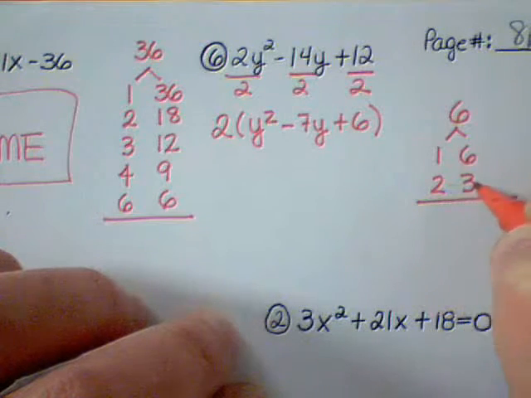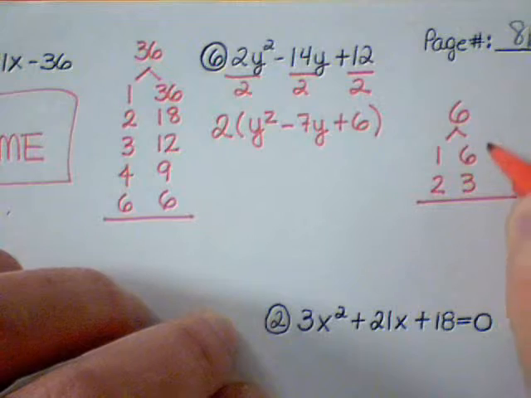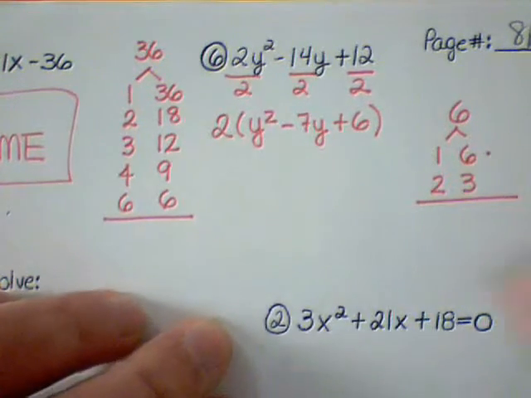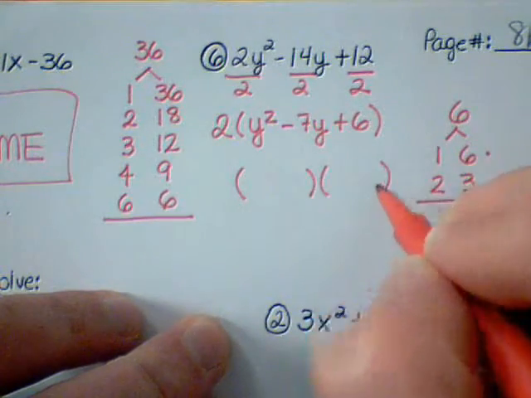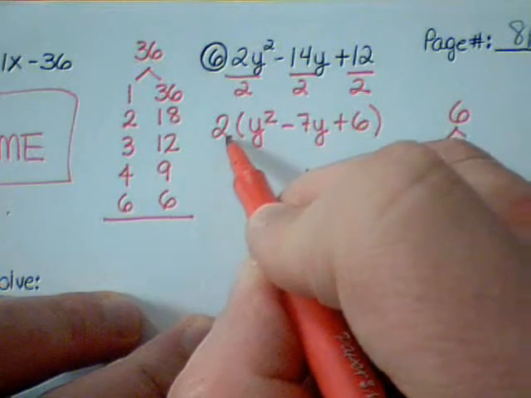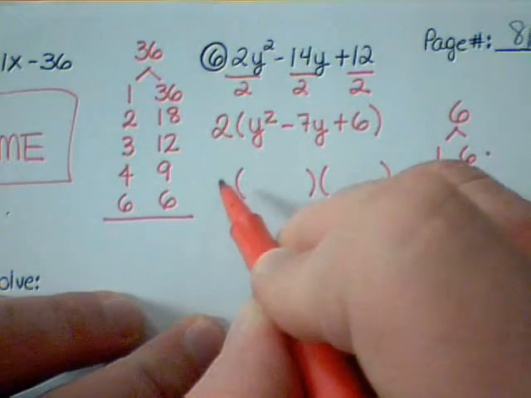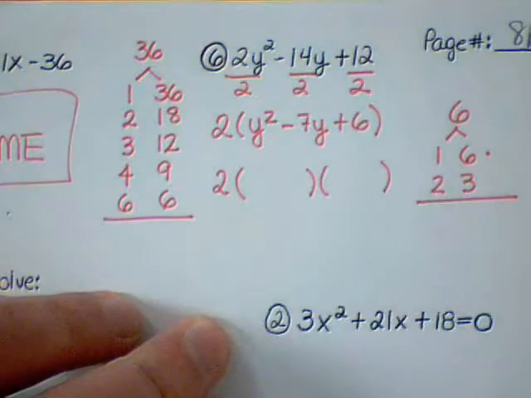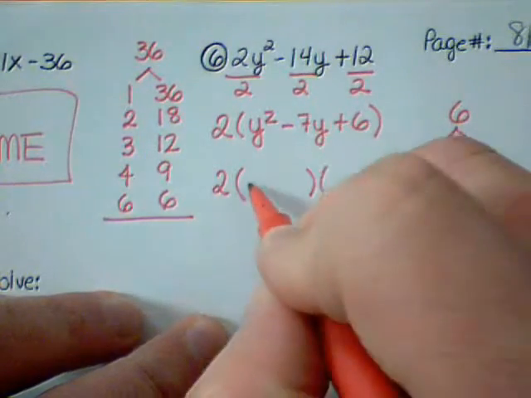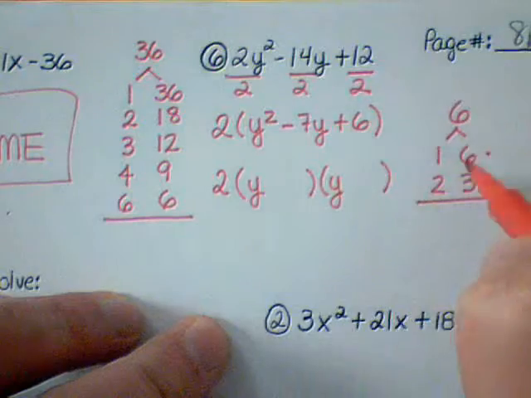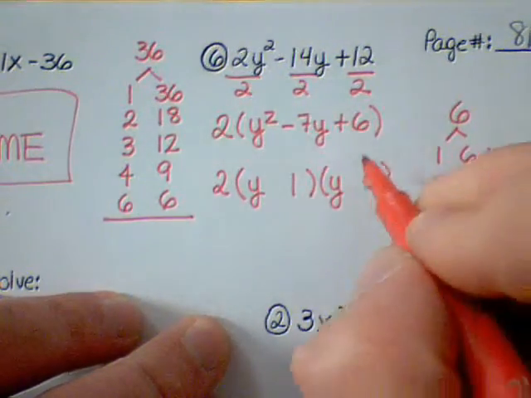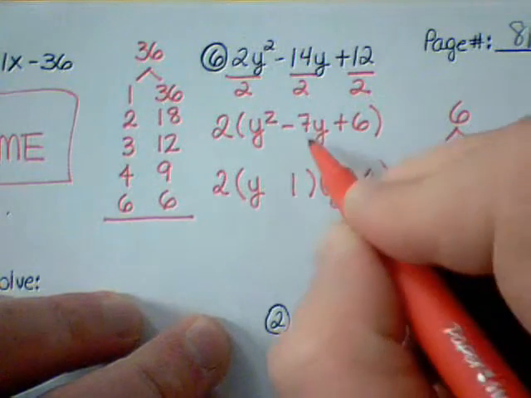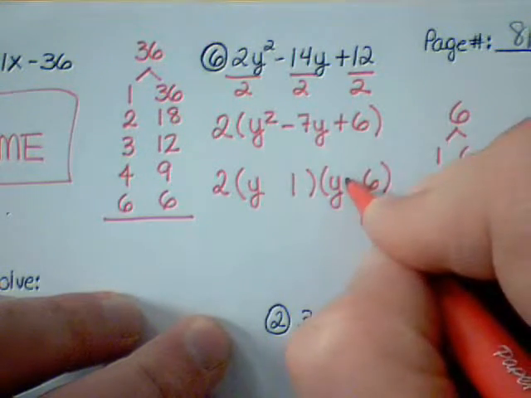2 plus 3 is 5. 3 minus 2 is 1. That doesn't work. 6 plus 1 is 7. Aha, that works. So I'm going to open 2 sets of parentheses. Now, one thing about this: remember we took out this 2? You need to bring it down, because that's part of the answer, okay? Alright, so we write the y, and we're going to write 1 and 6. Remember, the biggest digit has the same sign of the middle term, so this would be negative.